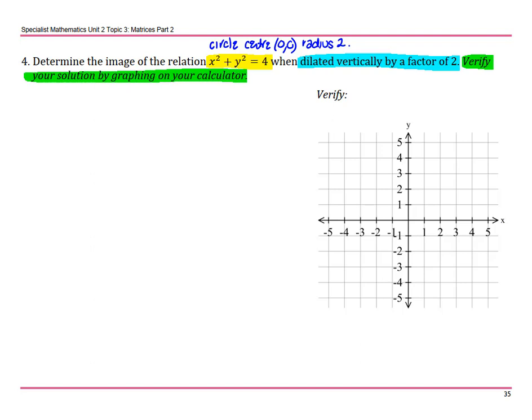So our dilation matrix, we're dilating vertically by a factor of 2. So that means our x is the same and our y is changing. So x will remain the same and y will increase by a factor of 2.